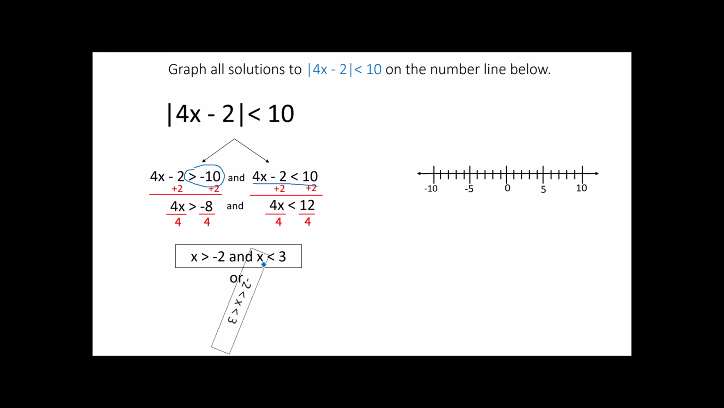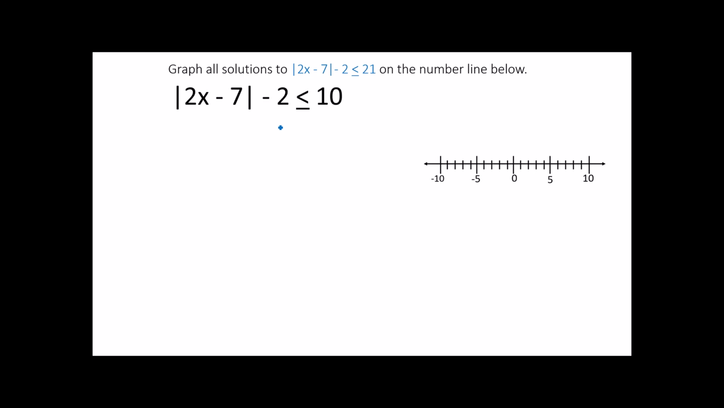Or you can write that using the between language. On my number line, x is less than 3, x is greater than negative 2. We're looking just at the overlap. And our solution is here. If you pick any number in this set of values and plug it in, you will get something that is less than 10.